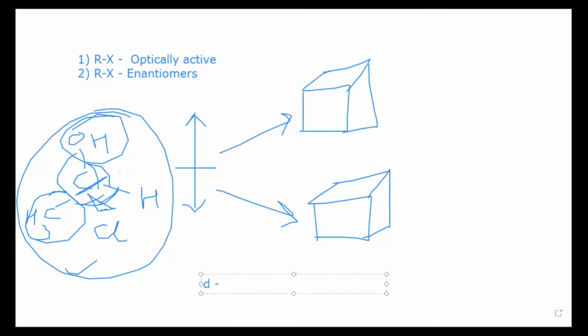D-2-chloroethanol and L-2-chloroethanol. These are the two different compounds that I'm talking about. Okay, so in this box, let's assume that D-2-chloroethanol is kept, and in this box, let's assume L-2-chloroethanol is kept. Now, how do optical isomers behave?